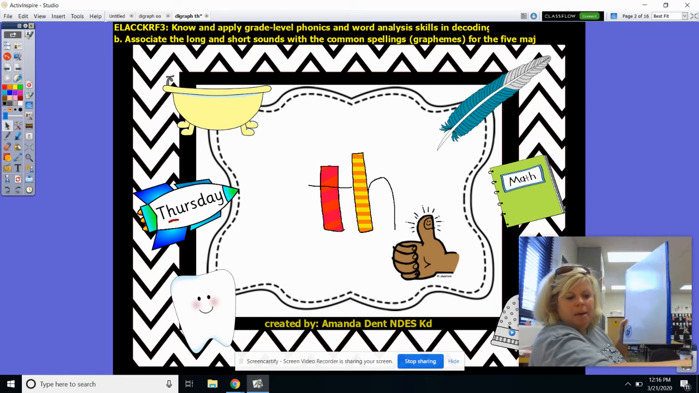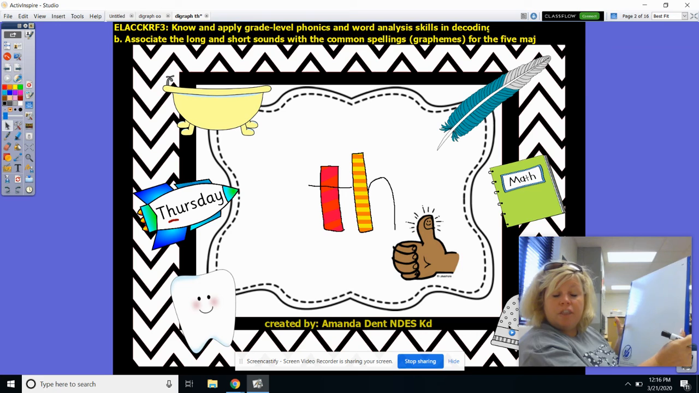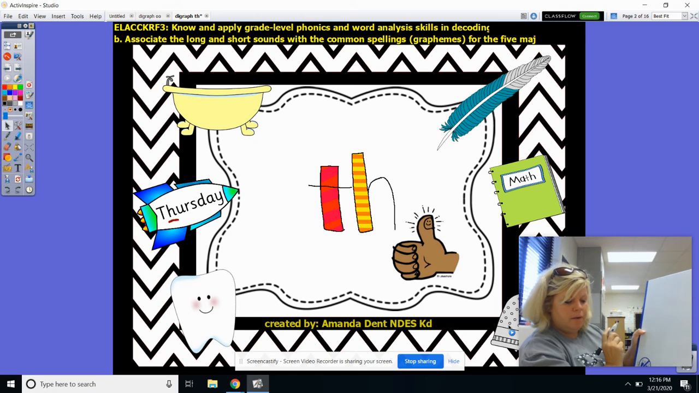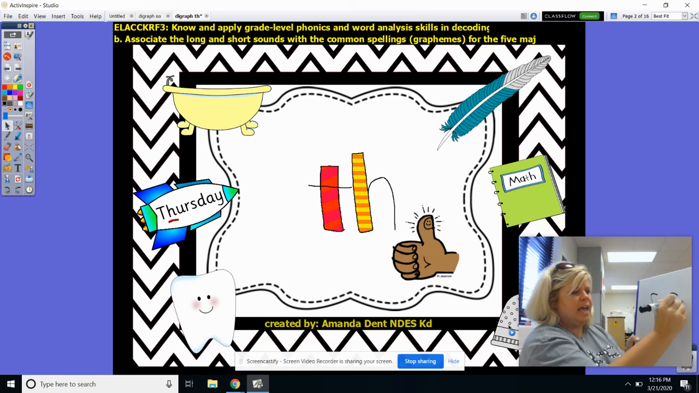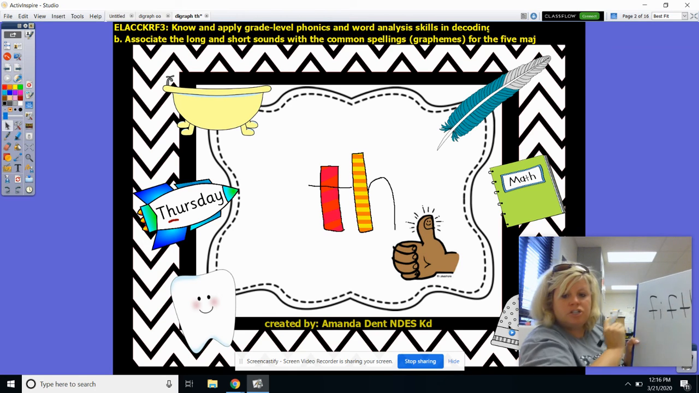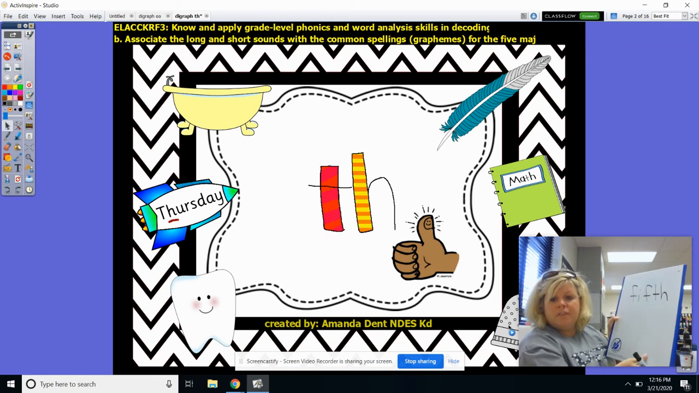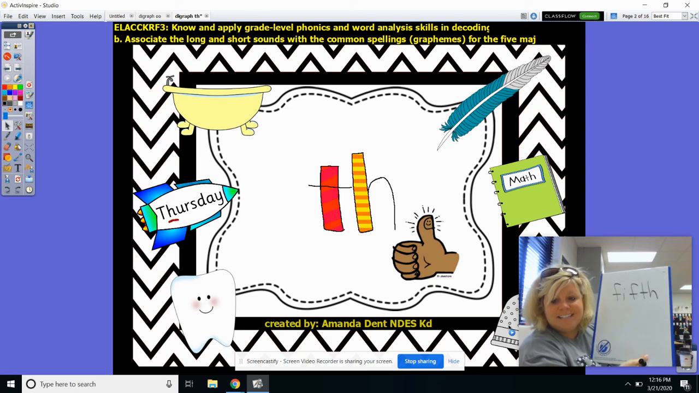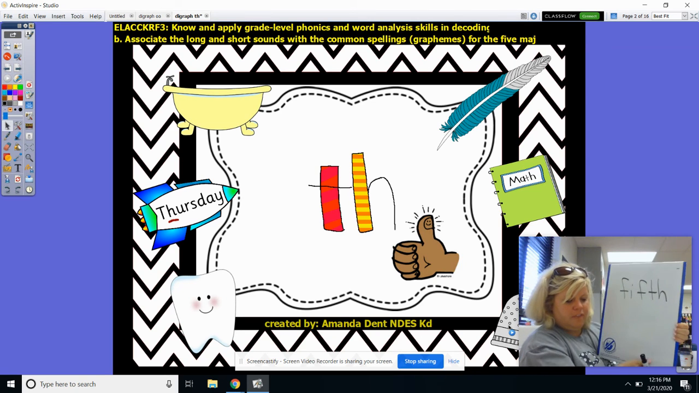Okay, look at this word right here. You know how sometimes we line up in ordinal numbers like first, second, third? Let's look at this word. This word is F-I-F-T-H. This comes after fourth. So what could that be? Yes, it is fifth. Okay, fifth.